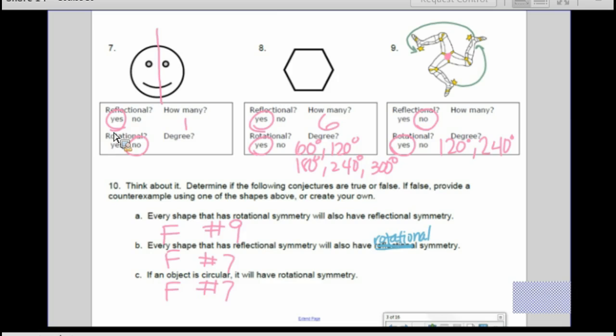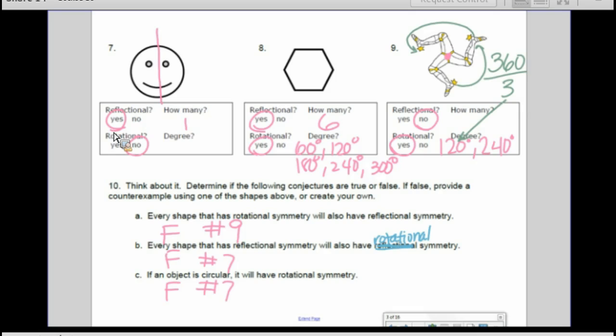How do you find the degrees? That's the easy part. You always take 360 and you divide it by the number of parts it has. Like this one has 3 parts, 3 little stars. So in this one I divided it by 3 and I got 120. And then the next one would be 120 times 2. And the next one would be 120 times 3.